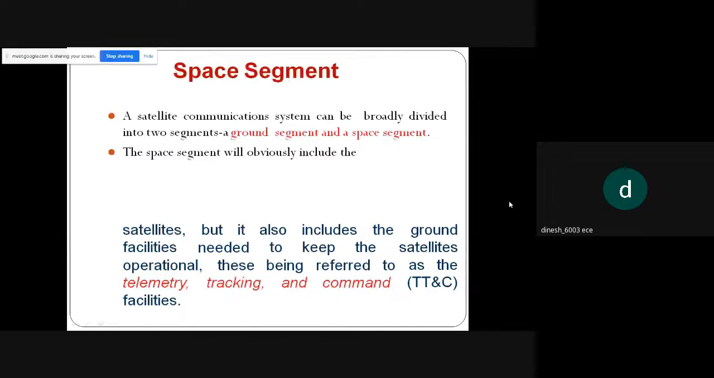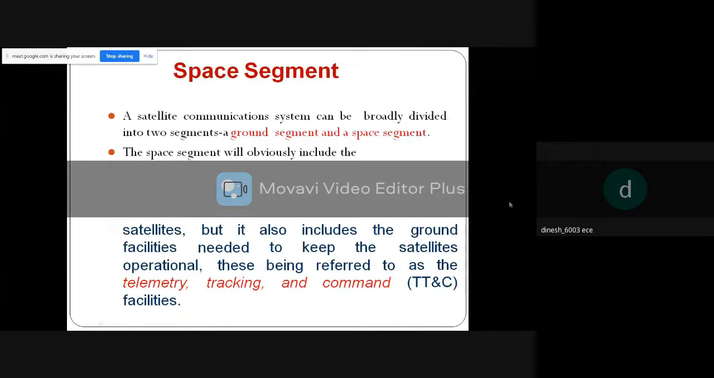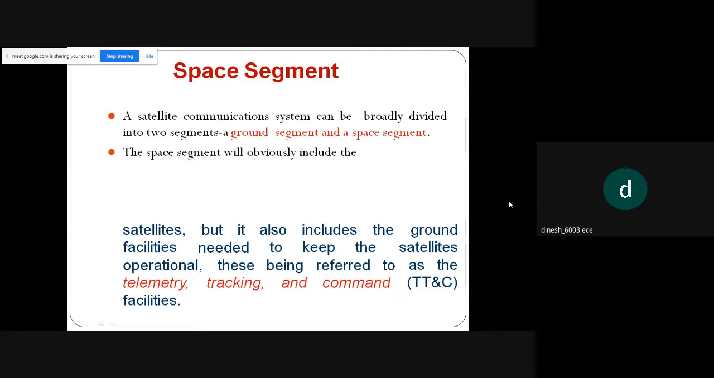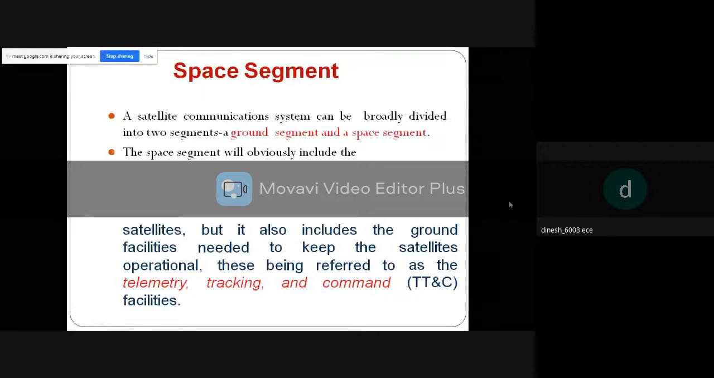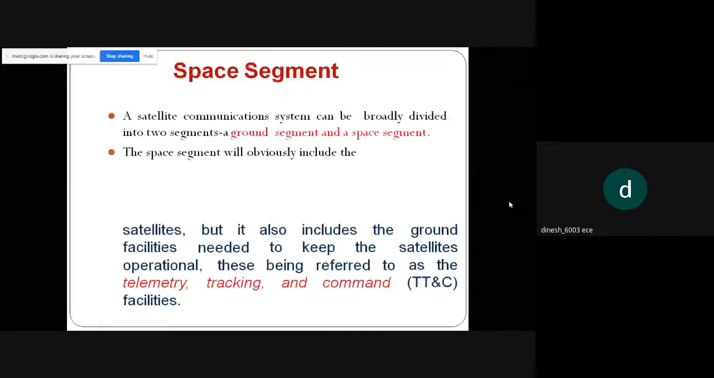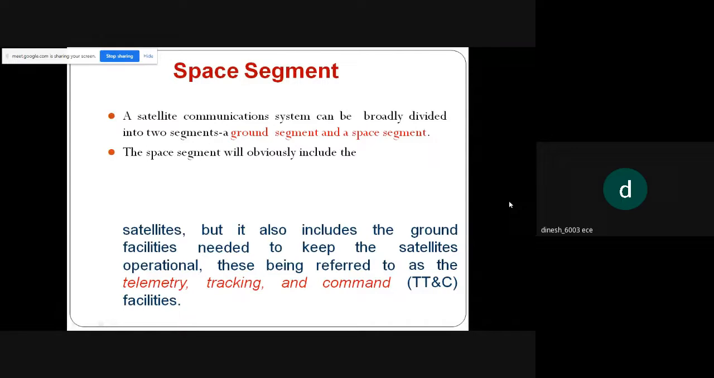So basically the satellite which is being placed in orbit will give us some information. The uplink information is from the Earth to the satellite, and the downlink information is from the satellite to the Earth station. So altogether the communication that takes place with the help of a satellite, we call it a satellite communication system, which is classified into two segments. One is a ground segment, second one is a space segment.